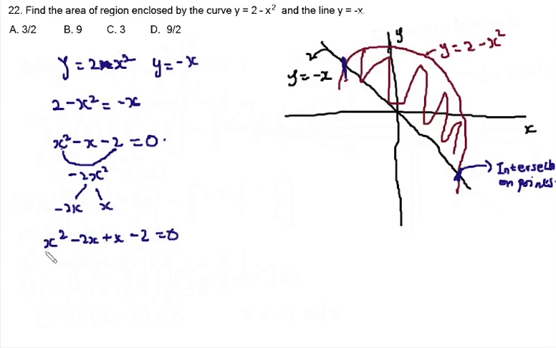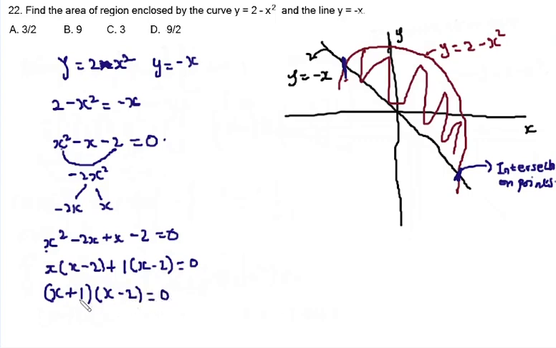Factorizing the first two terms, we have x open bracket x minus 2, plus the common term here is 1 open bracket x minus 2, is equal to 0. So this and this together is x plus 1, and then x minus 2, is equal to 0. So from here you can say x equals minus 1 and x equals 2. Okay, so this point is minus 1 and this point is 2.